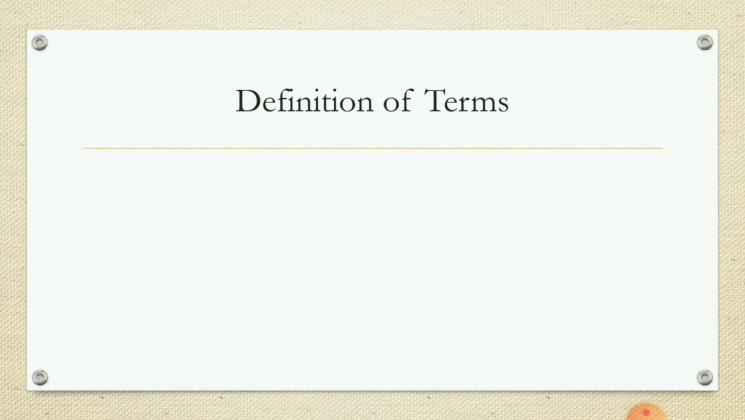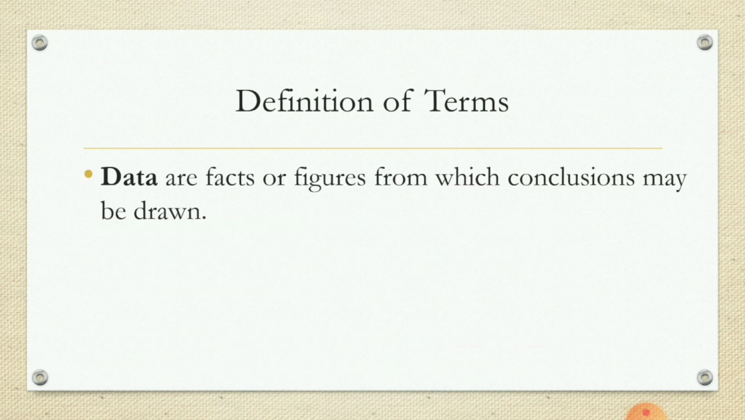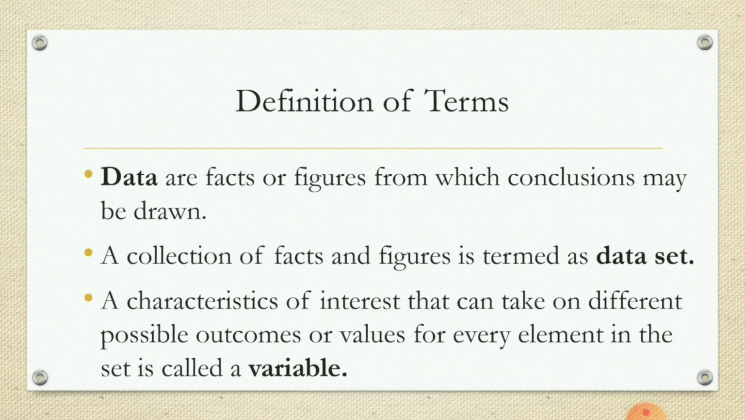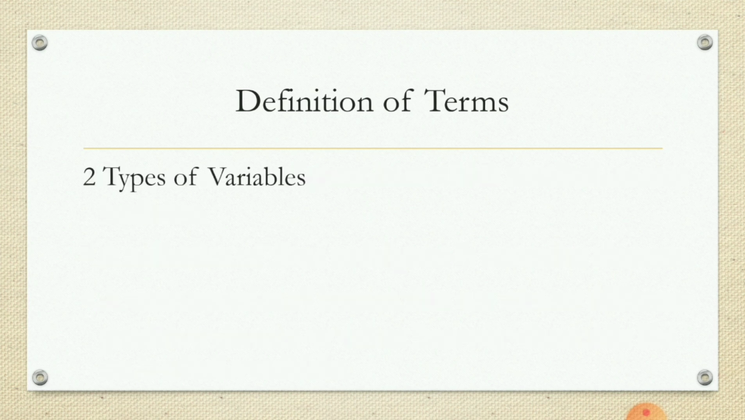What are these data? When we say data, data are facts or figures from which conclusions may be drawn. So data are informations. A collection of facts and figures is termed as data set. So when these data or information are gathered or compiled together, that is termed as data set. A characteristic of interest that can take on different possible outcomes or values for every element in the set is called a variable.